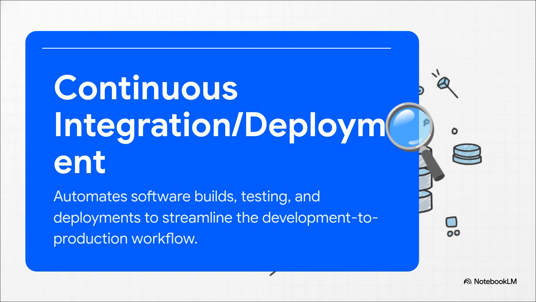CI/CD. Let's break that down. Continuous integration, or CI, just means developers are constantly merging their code changes into one central place. Every time they do that, an automated build and a battery of tests are run. Then, continuous deployment, or CD, automatically pushes that code out to customers, but only if it passes all those tests. This whole system just slashes errors and makes deployment cycles incredibly fast.